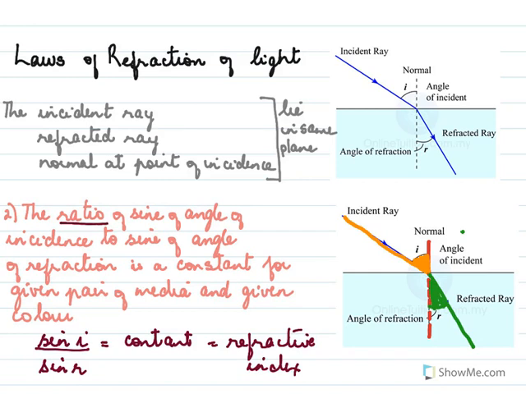So this ratio of the sine of the angle of incidence to the sine of angle of refraction is a constant for a given pair of media and a given color. And we give this ratio, sine i over sine r, a constant, and we call it refractive index. So these are the two laws of refraction.